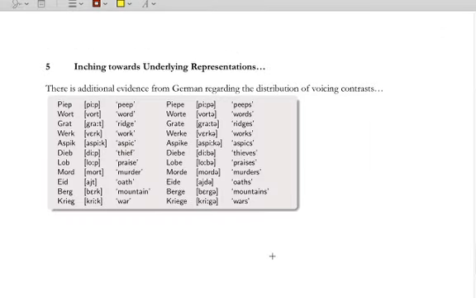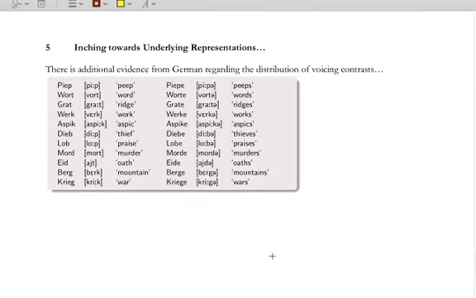Okay, we're now going to take a look at a different kind of evidence for phonological constraints. And this is also from German, where we looked at the German pattern earlier and saw that German, in the general case, has voicing contrast. That is, it has them before sonorant consonants and before vowels. But word finally, we saw only voiceless obstruents in German.